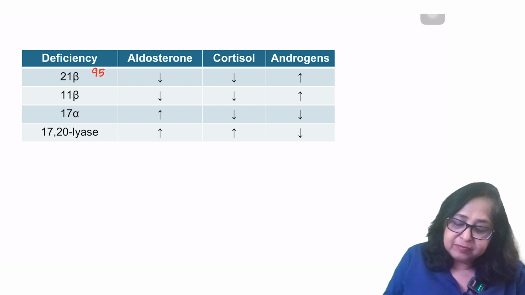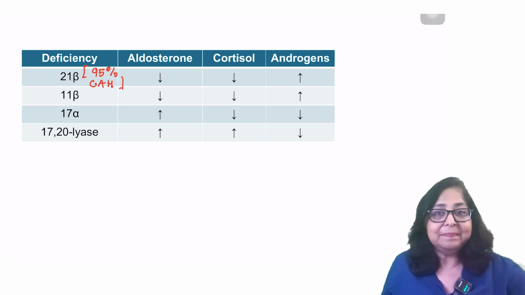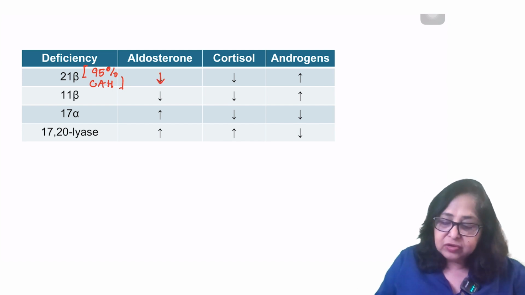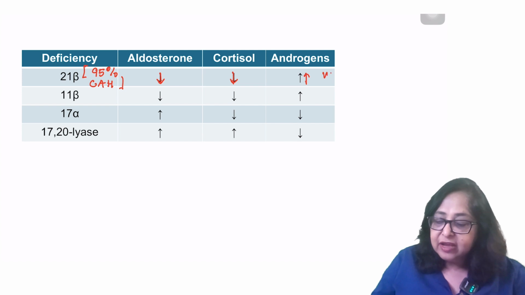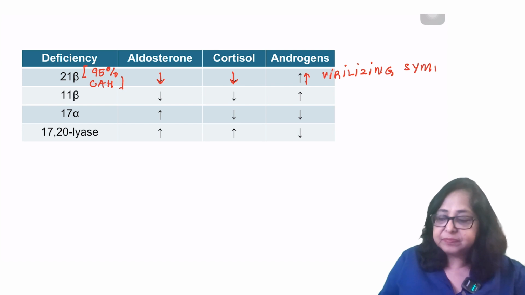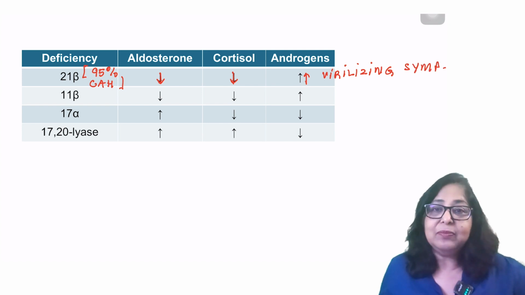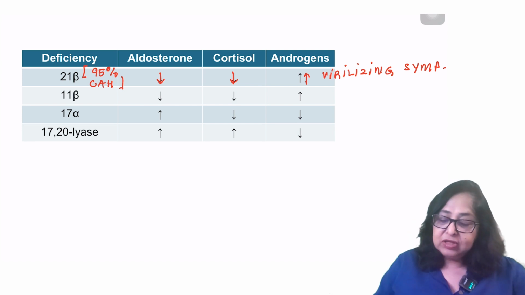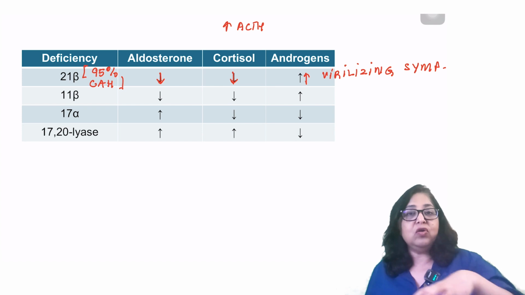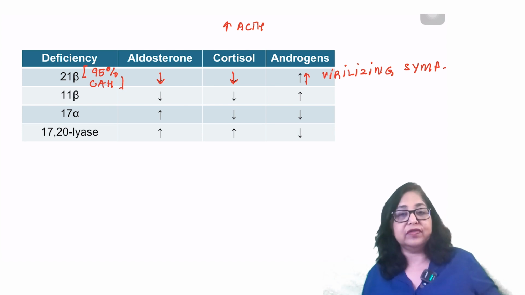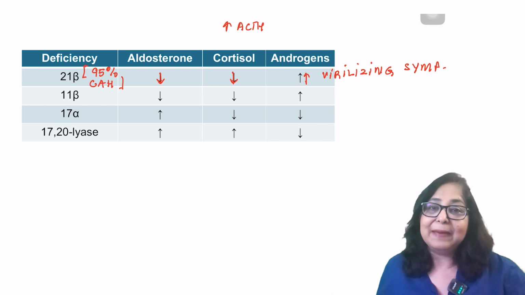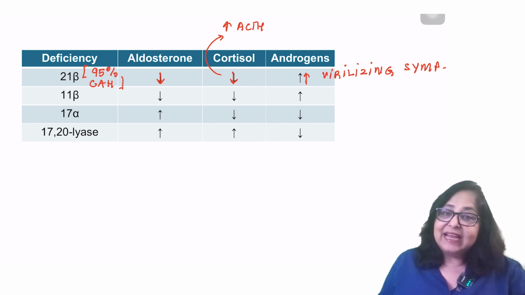These are 95% of patients of congenital adrenal hyperplasia: a reduced aldosterone, reduced cortisol, and excess androgens, which is responsible for the virilizing symptoms. Why is there an adrenal hyperplasia? Because of decreased cortisol, there is going to be increased ACTH, adrenocorticotropic hormone. Adrenocorticotropic hormone will cause growth of the adrenal cortex. So adrenal hyperplasia. So next is 11-beta hydroxylase.